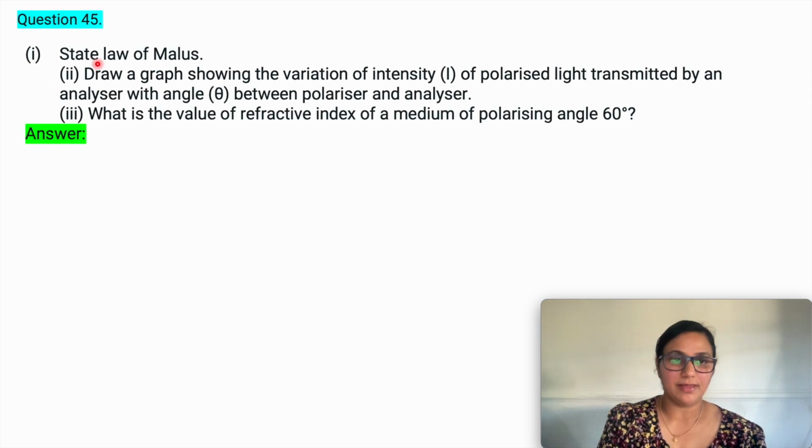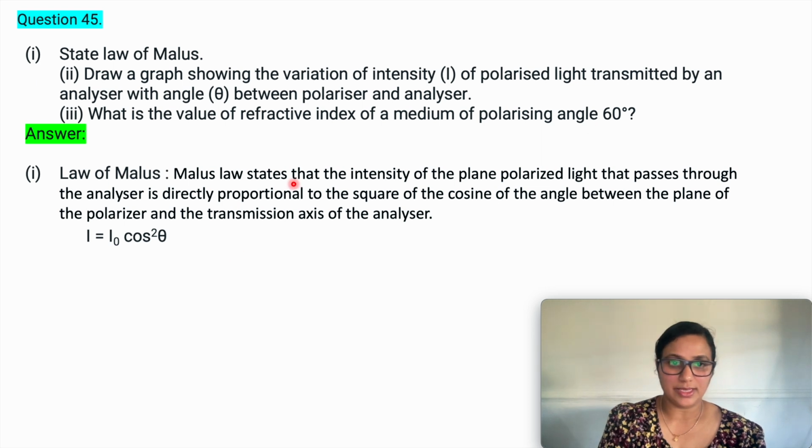Question number 45. State law of Malus. Draw a graph showing the variation of intensity I of polarized light transmitted by an analyzer with angle theta between polarizer and analyzer. Next question. What is the value of refractive index of a medium of polarizing angle 60 degree?